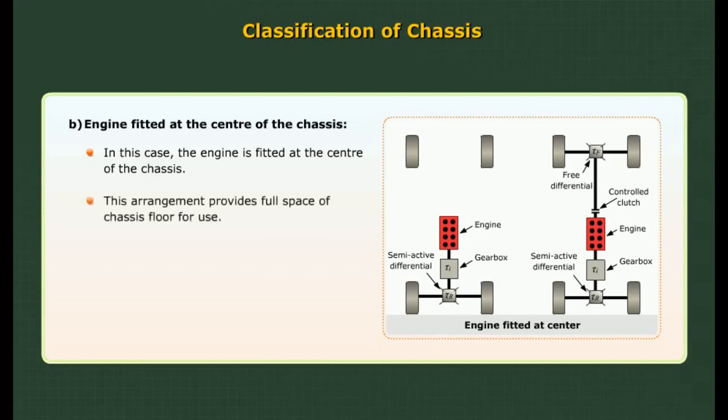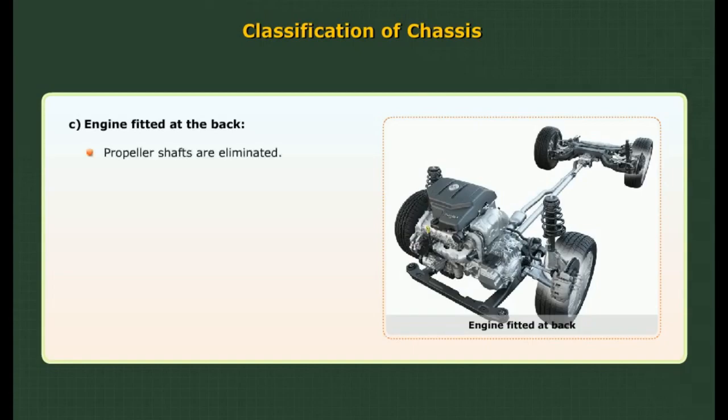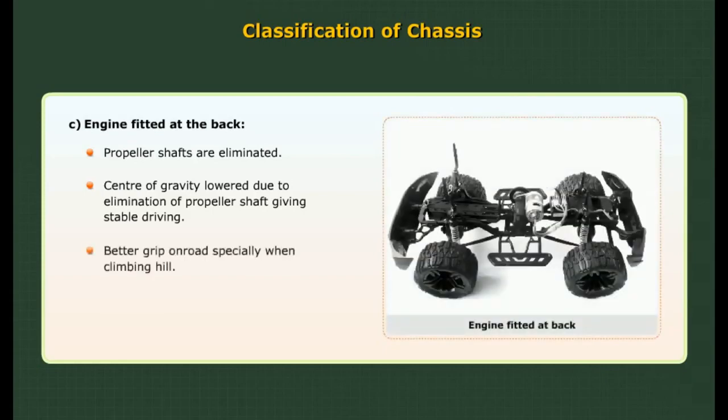This arrangement provides full space of the chassis floor for use. The engine is fitted at the back. Propeller shafts are eliminated. The center of gravity is lowered due to the elimination of the propeller shaft, giving stable driving and better grip on the road, especially when climbing hills.